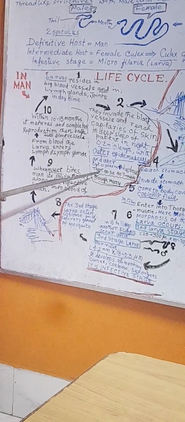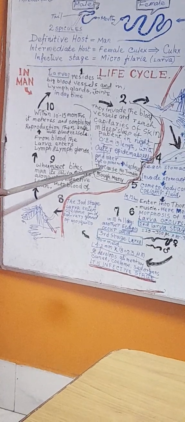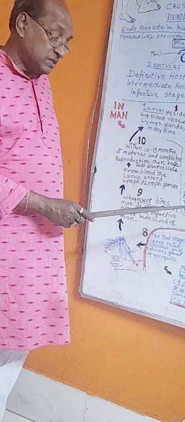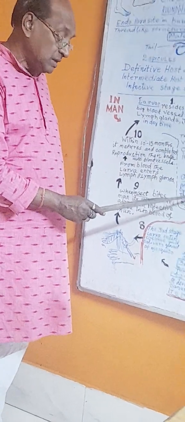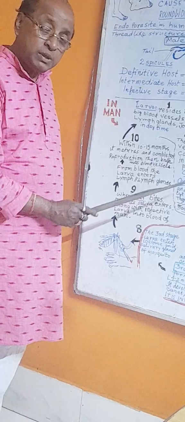Their size is 0.2 millimeter in length, with an outer epidermal cell and inner cytoplasm and nucleus. So minute is their structure that they cause no trouble, though they are numerous, present in the blood vessels and lymph glands. They do no harm to the patient. When it causes trouble to the patient, we shall go there.